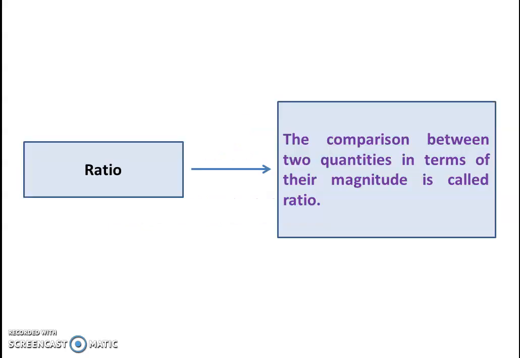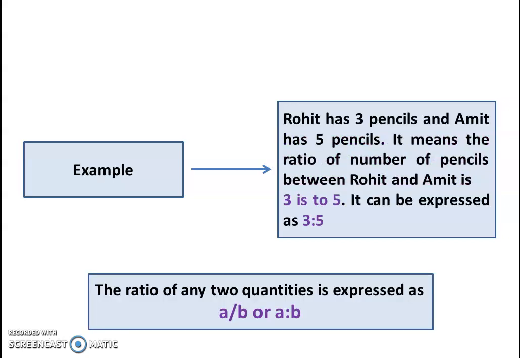When we talk about ratio, it is just a comparison between two quantities. For example, suppose Rohit has 3 pencils and Amit has 5 pencils. It means the ratio of number of pencils between Rohit and Amit is 3:5, and it is denoted as 3:5, right?